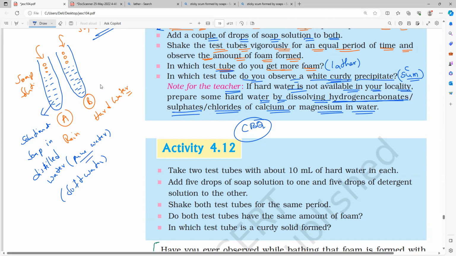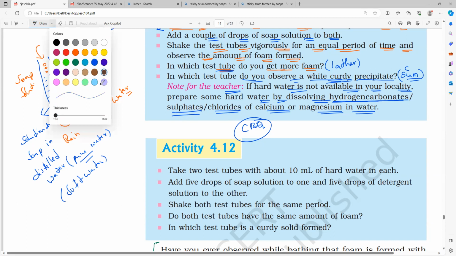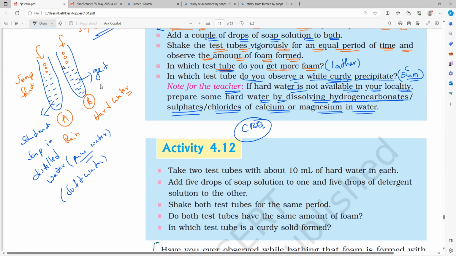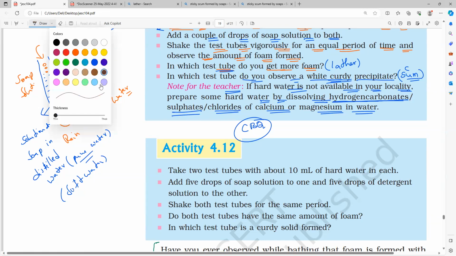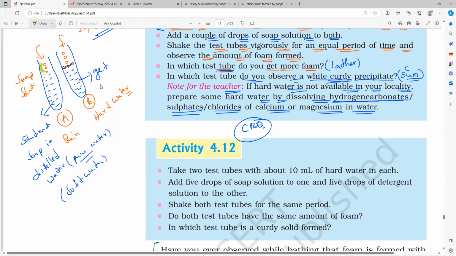But when treated with hard water, it will get precipitated. Let me take another color and draw. Here a scum will form, a precipitate will form. But here a foam will form. We'll get much foam here by shaking it vigorously. That is what we call lather. Lather is forming here, but here a precipitate is forming. Only a very small amount of foam and a precipitate is forming. So it gets precipitated.